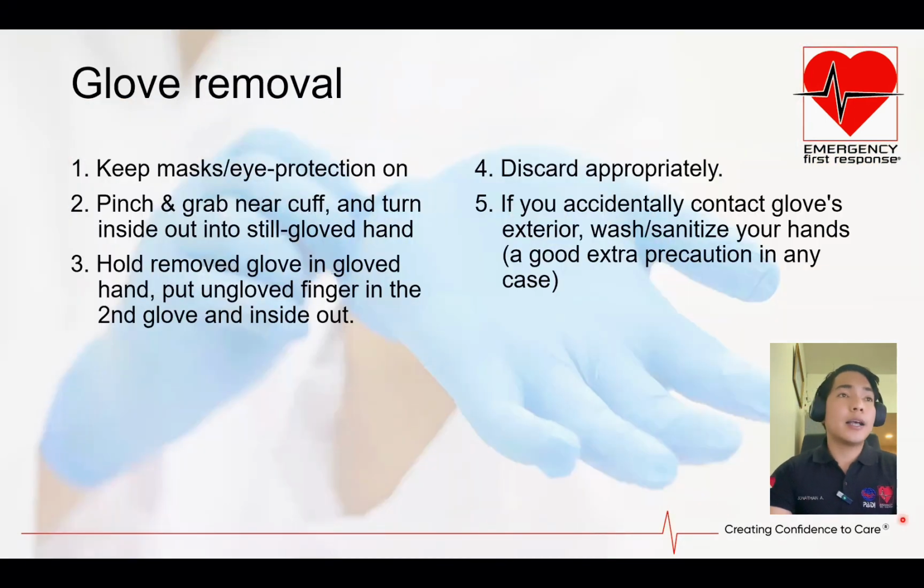Then, gloves removal is very important. First, keep your mask and eye protection on. Pinch and grab the near cuff and turn it inside out, with the glove still on your hand. Hold the removed glove, put the ungloved finger inside the second glove and turn it inside out. Discard properly. If you accidentally touch the glove's interior, you need to wash and sanitize your hands. It is a good extra precaution in any case to avoid transmission of diseases.